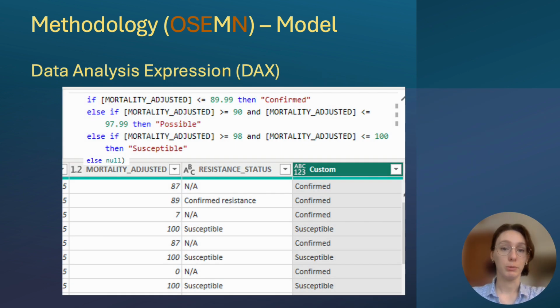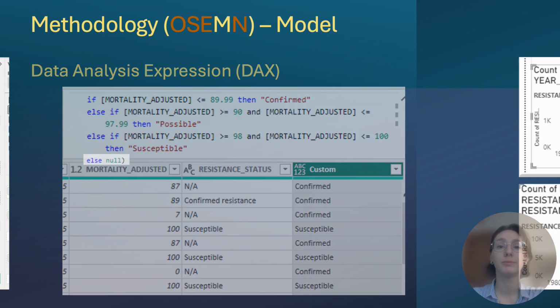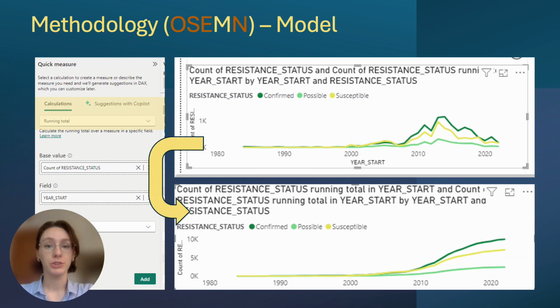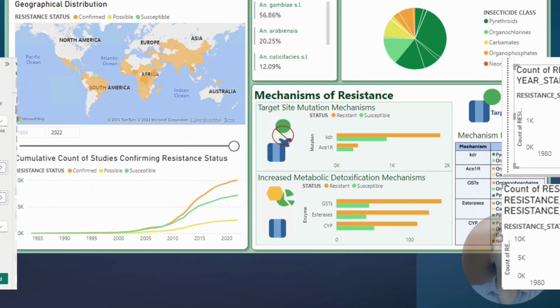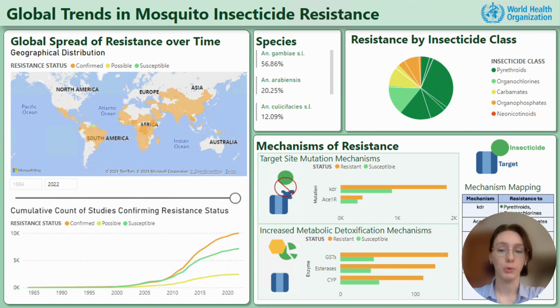For the rows showing not available, I was able to impute the data by using DAX to create a conditional column based on mortality adjusted. I also used quick measures to create a graph that was clearer to understand at a glance. The first graph was misleading as it looked like there was a decrease in confirmed resistance. However, using the running total of studies showed an increase in this trend. So finally, I'll talk you through my dashboard.